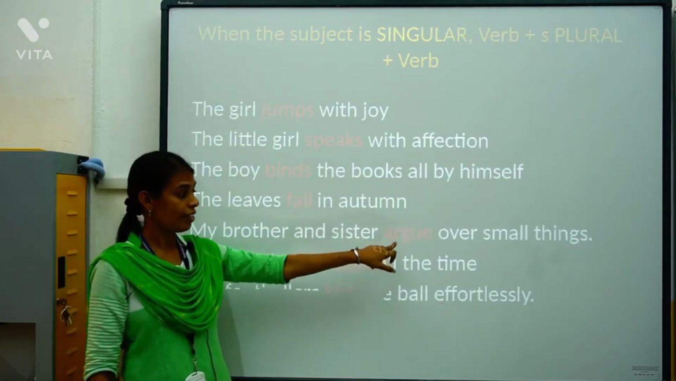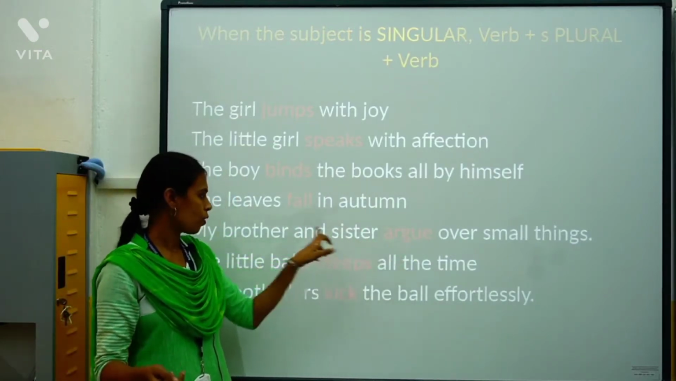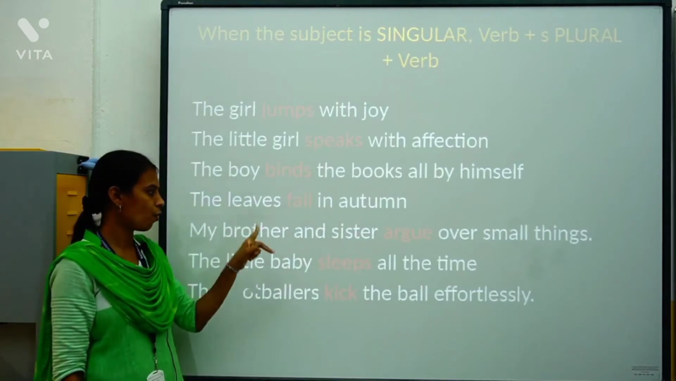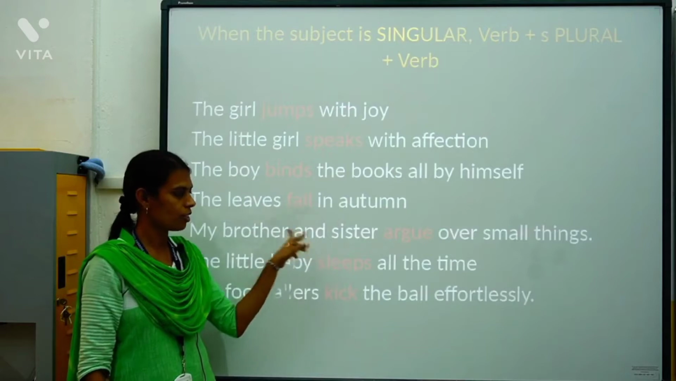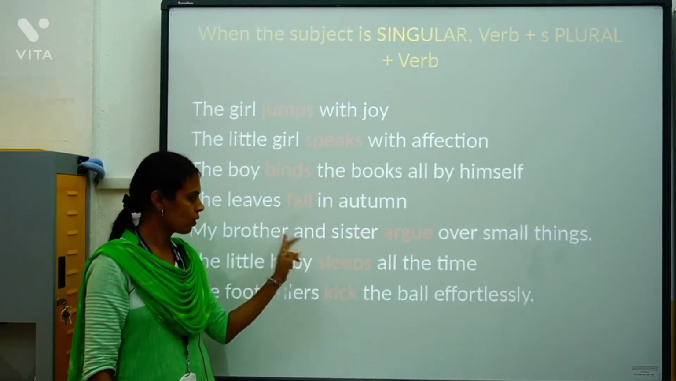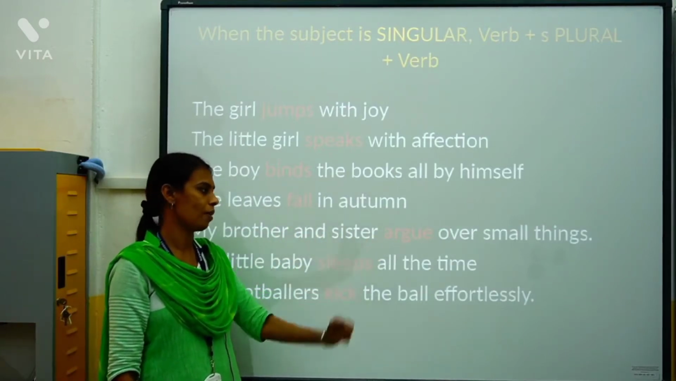Why didn't I write "argues" here? Because here there are two persons, therefore it is plural. My brother and sister, so therefore this is the plural subject. There are two subjects here, so therefore it is a plural subject.